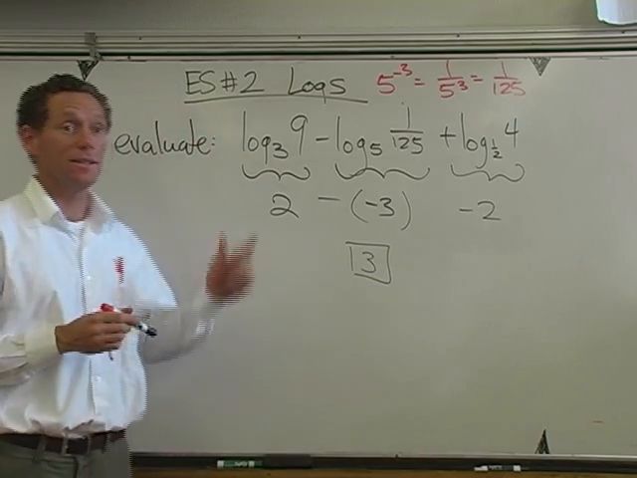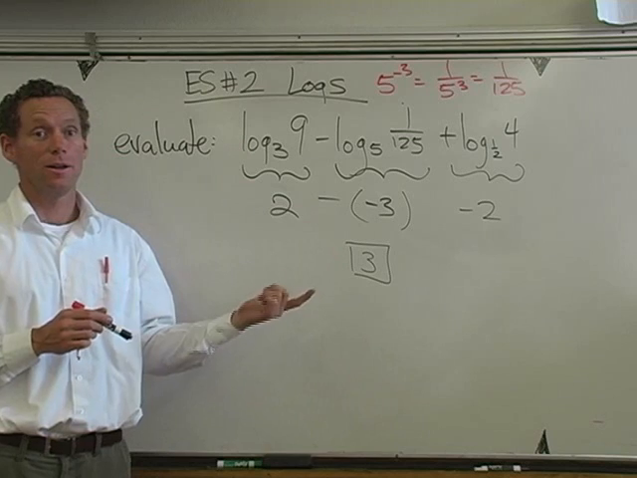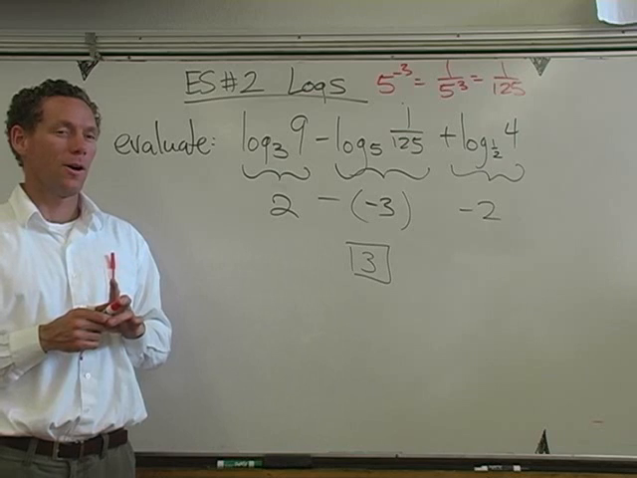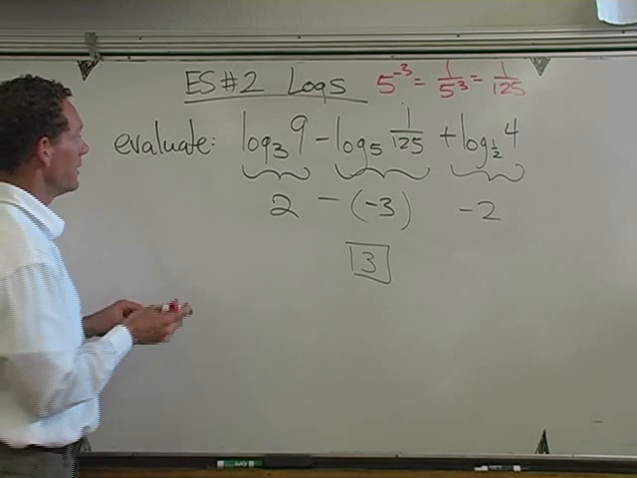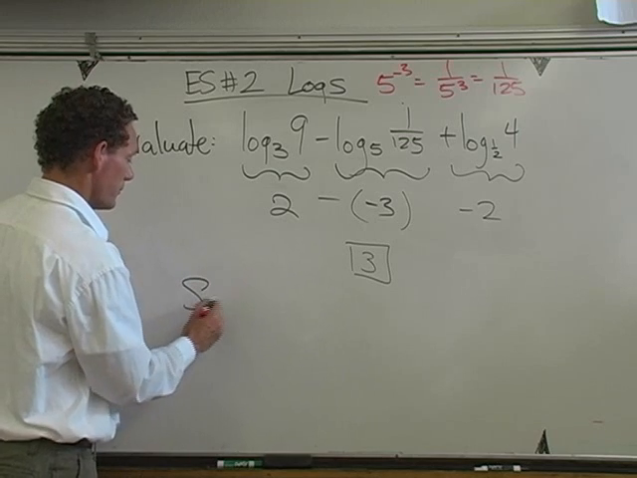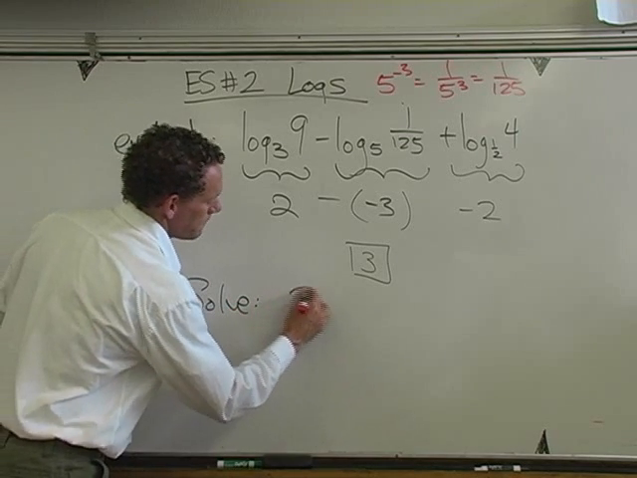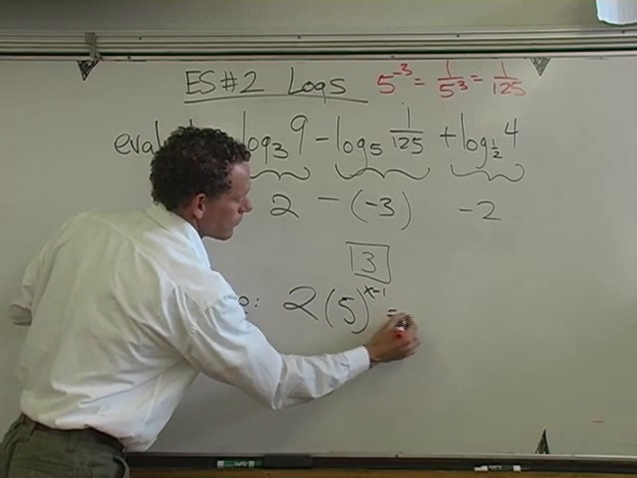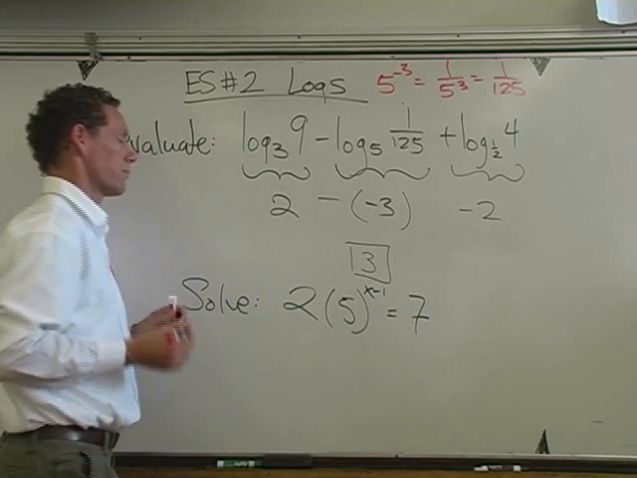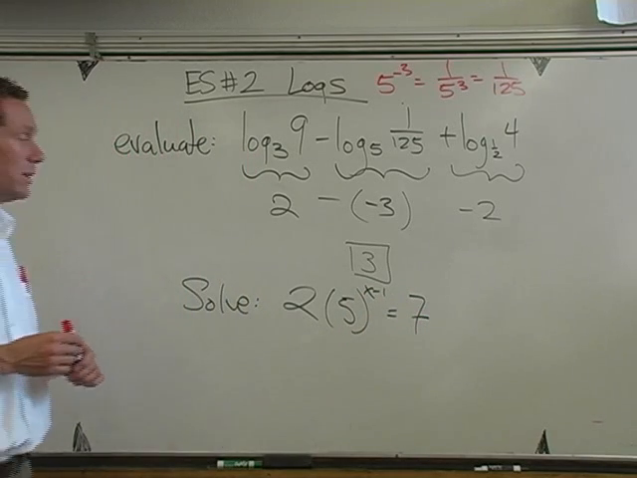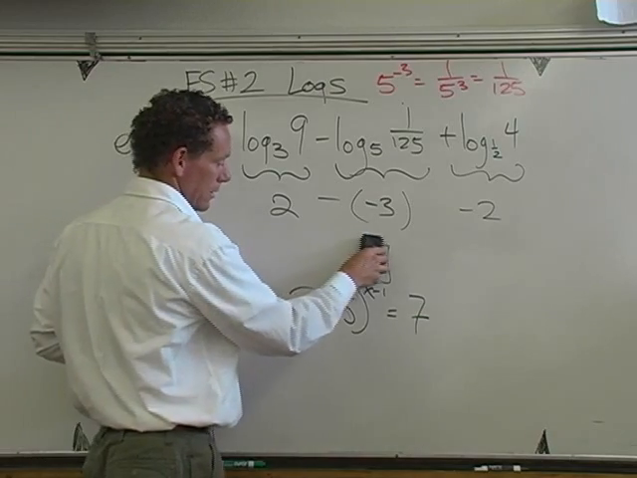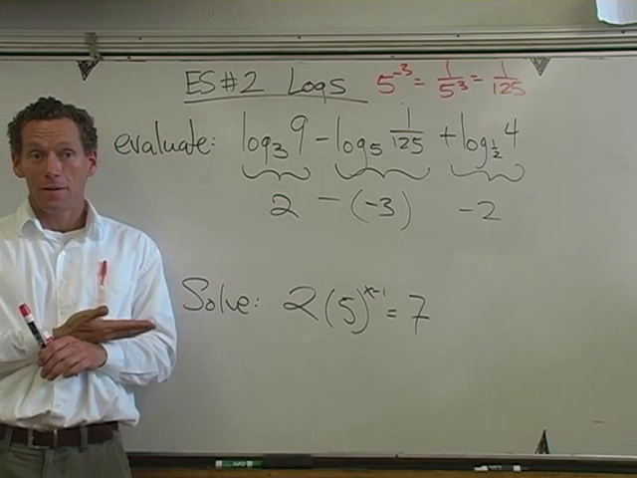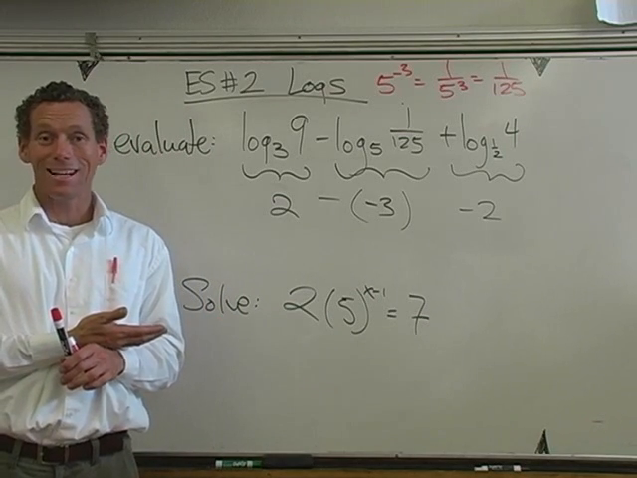Okay, evaluate. This was the trickiest one for people in general. No problem. Okay, how about something that looks pretty simple? Solve. Two times 5 to the x minus 1 equals 7. There's something different about this equation, and that is that the variable is in the exponent.